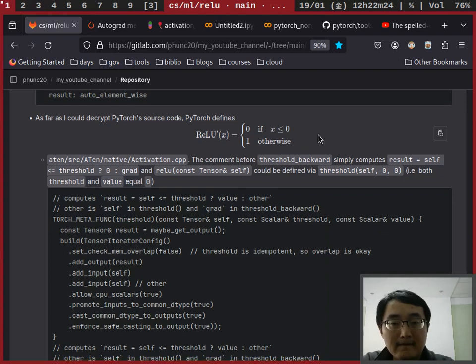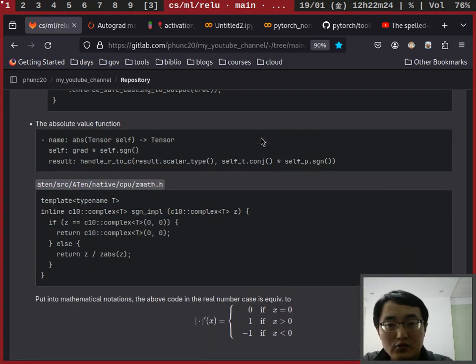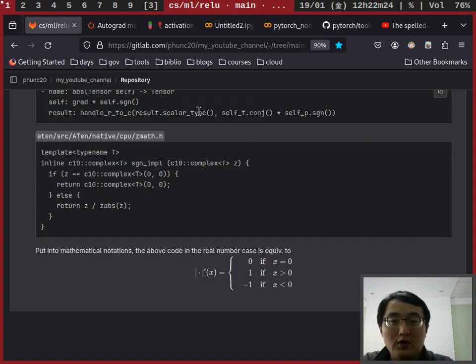Also if you try to understand the source code, absolute prime of x equals 0 when x equals 0, and the other parts are just normal, 1 here and minus 1 here.